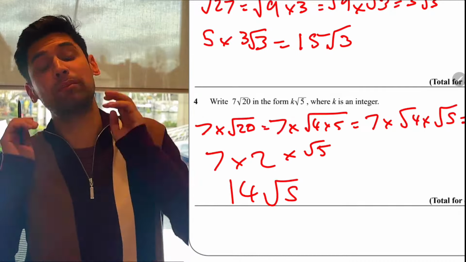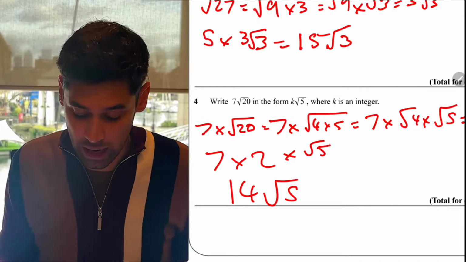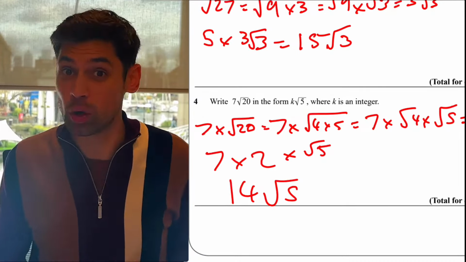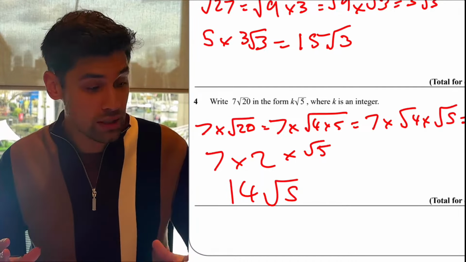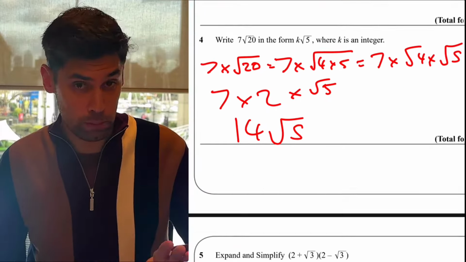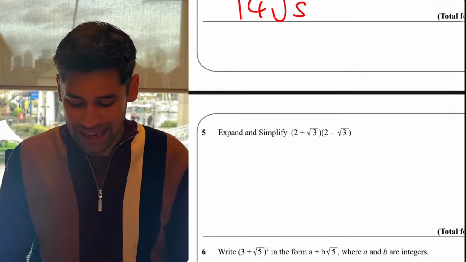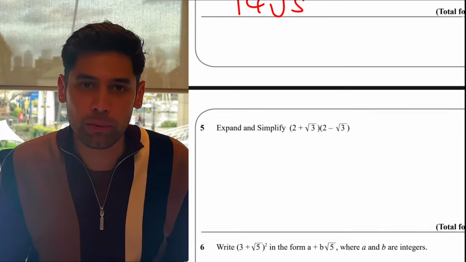So hopefully simplifying surds has become a lot easier for you now, because actually it's quite simple. As long as you know your square numbers, as long as you know your division and multiplication, it shouldn't be a problem. Okay, now we're getting a bit more integrated with the sums with surds.